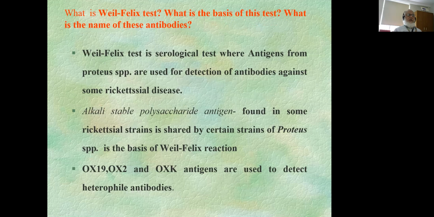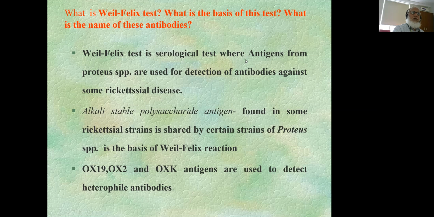What is the Weil-Felix test, what is the basis of this test, and what is the name of these antibodies? The Weil-Felix test is named after two scientists. It is a serological test based on the cross reaction between the antigens of Proteus and Rickettsia. You know, Rickettsia cannot be cultured easily in the laboratory.